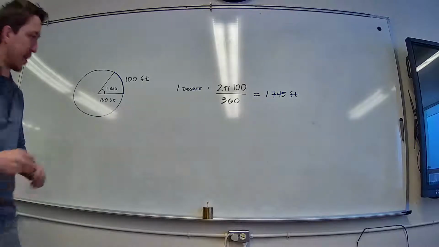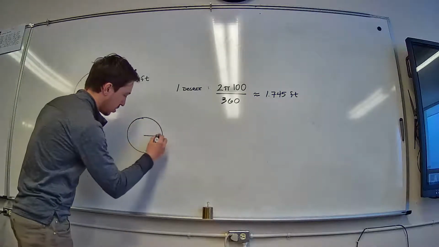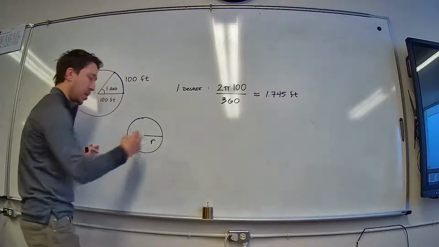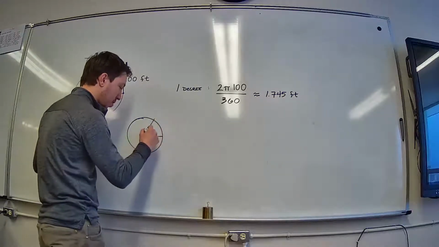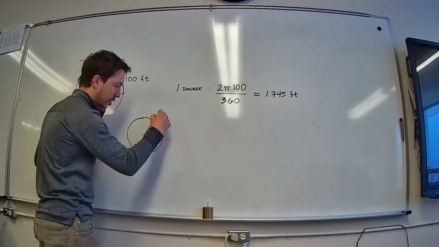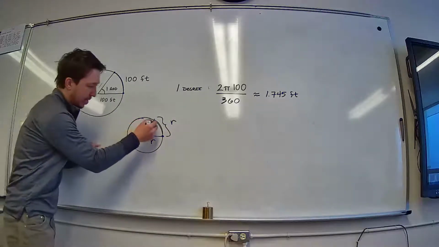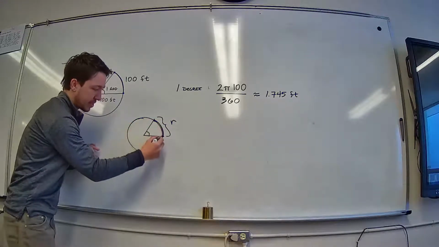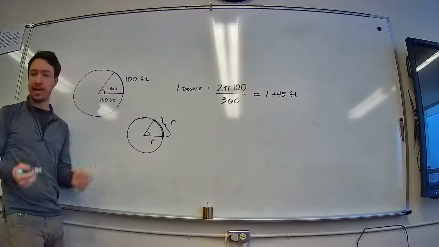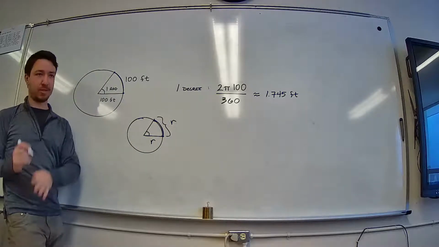So a more general picture would be like this. Any circle, this is the radius. If you subtend 1 radian, that gets you an arc length of r, this curve here. So this curve is the same length as that radius. Okay, that's what a radian is. That's what you've got to start with.